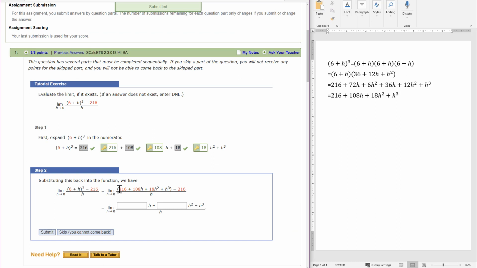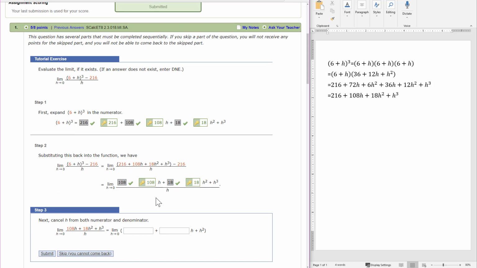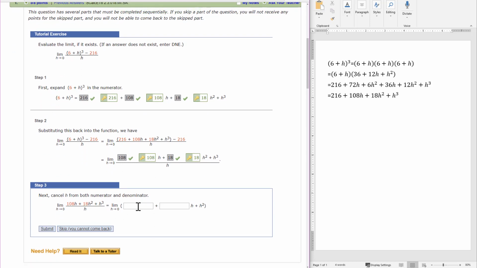Now we go to step 2. Now that we have this information that we just found, we're going to subtract 216. And so if you take a look at the constant 216 and this constant 216 being subtracted out, then that's all you have left again. It's 108 times h, and then 18 times h squared, and then h cubed, all divided by h. So that part is taken care of, and now right before we take the limit, we see that there's a factor of h in the numerator that can cancel out with the h in the denominator.